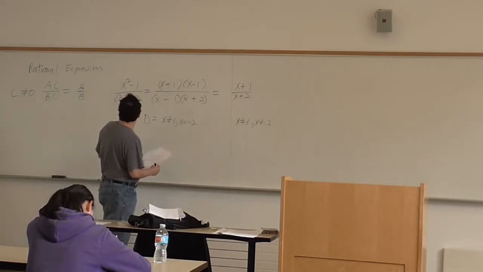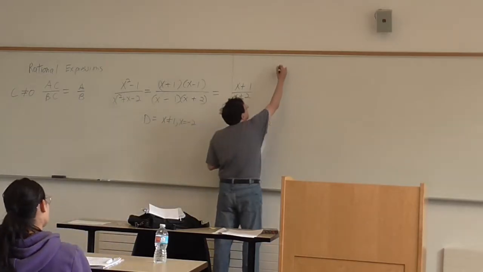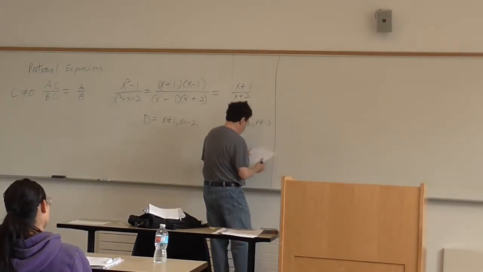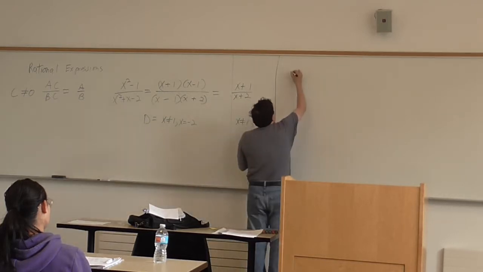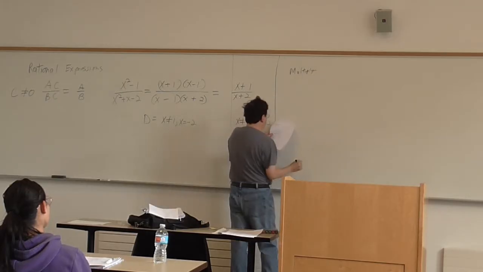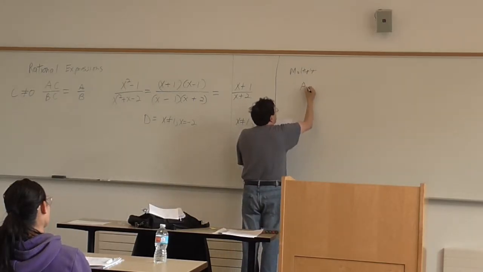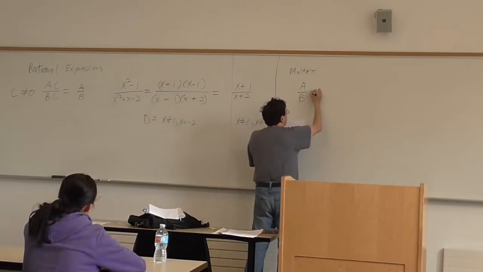Okay, that's simplifying. Along the same lines, if I want to multiply two rational expressions, again, A, B, C, D here are polynomials.